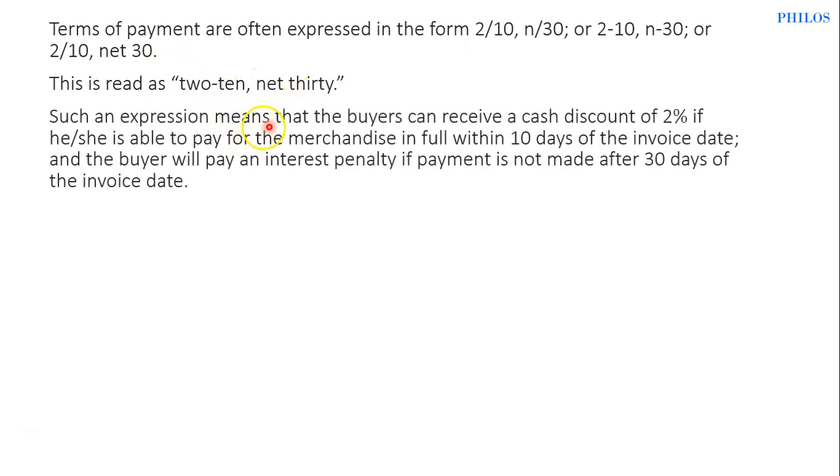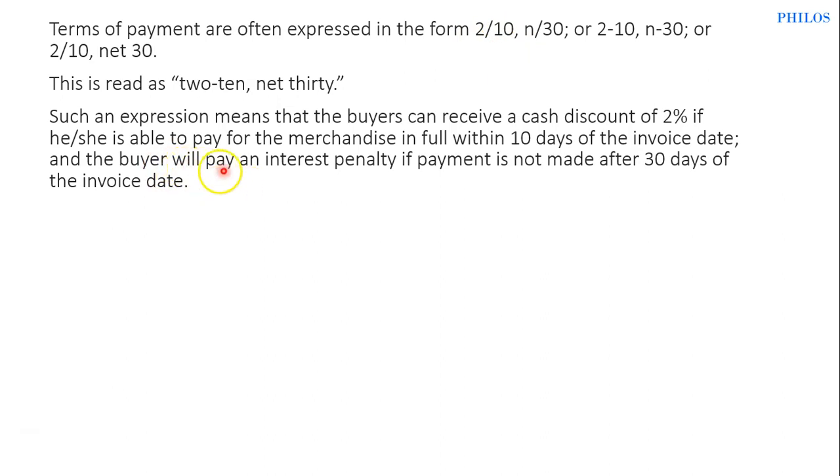Now we say such an expression means that the buyer can receive a cash discount of 2% if he or she is able to pay for the merchandise in full within 10 days of the invoice date. So this 2/10 here means that if you're able to pay for the merchandise in full within a period of 10 days, then you get 2% cash discount. Okay, so when you have something like this, the first one is a cash discount in percentage. The second one is a maximum allowable time or maximum allowable number of days. So if you're able to pay within a period of 10 days, then you get the 2% cash discount.